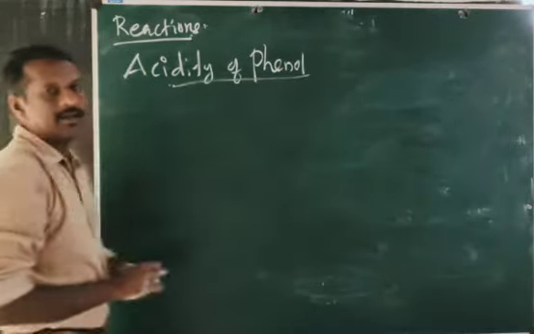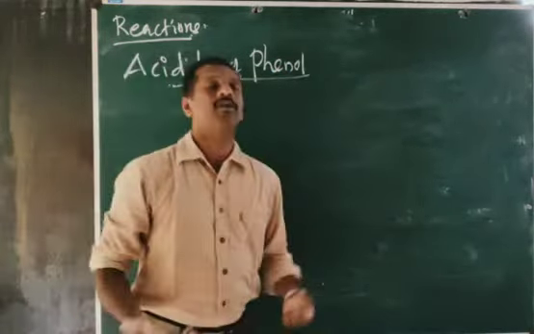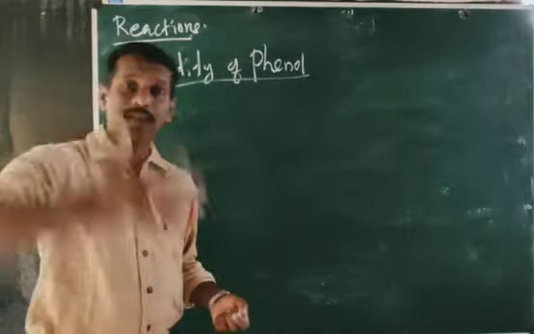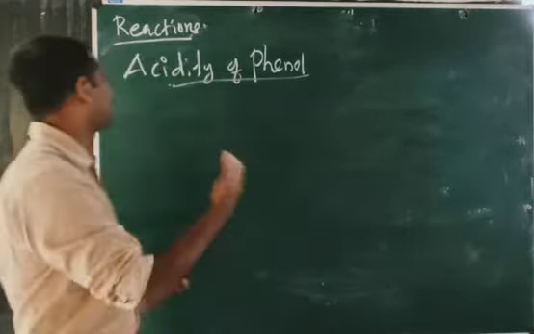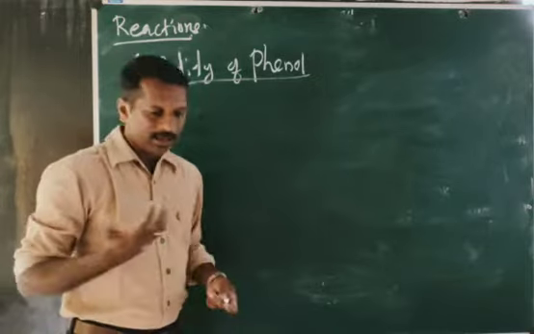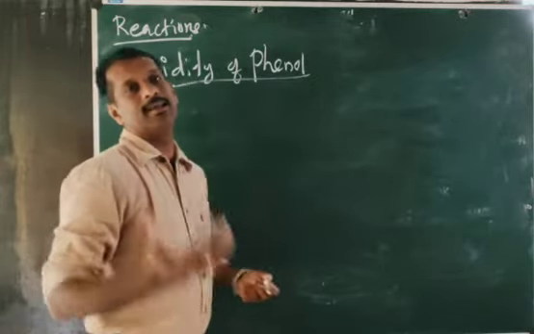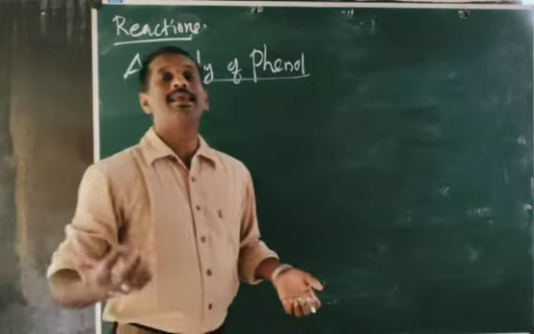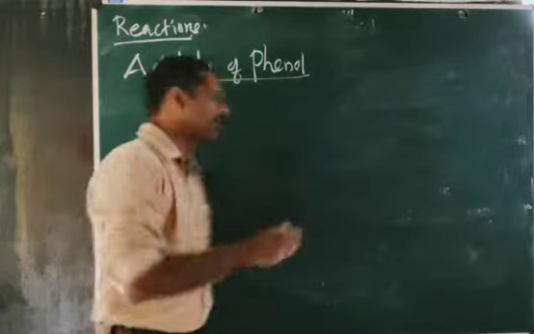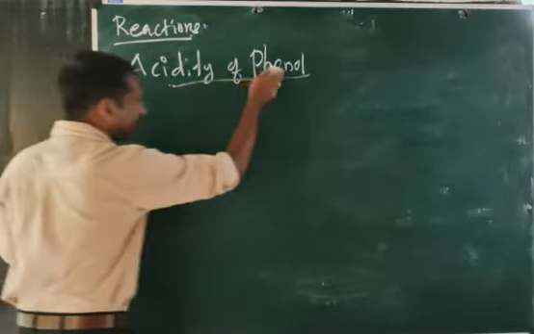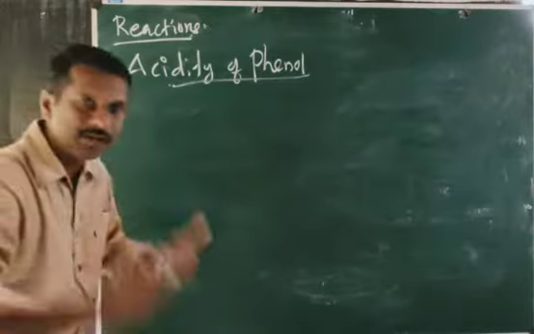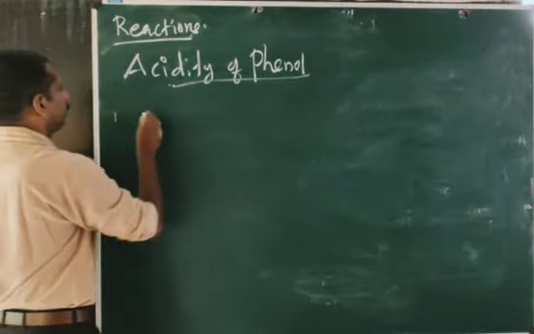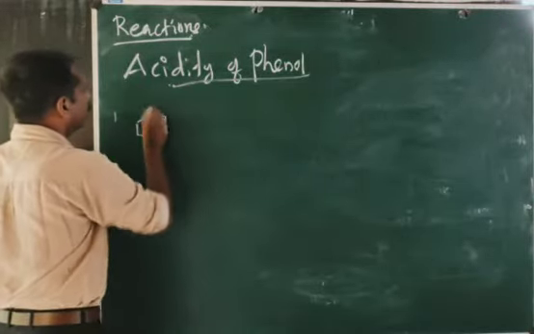Okay, when we studied alcohol, we discussed the acidity of alcohol. Similarly, here also we are discussing the acidity of phenol. And as you know very well, any acid can immediately react with metal. So here also, since phenol has acidic nature, phenol can react with metals. Okay, look at here.